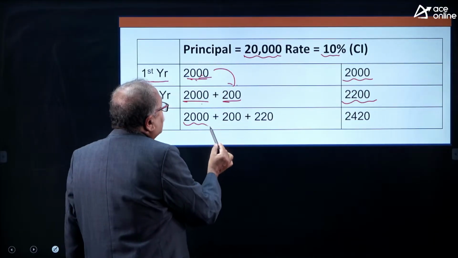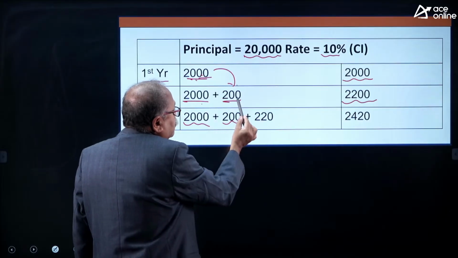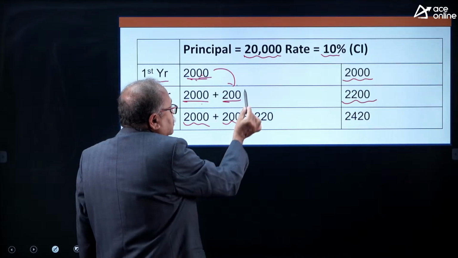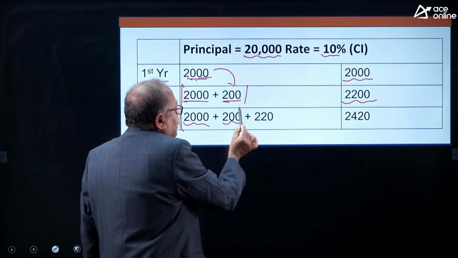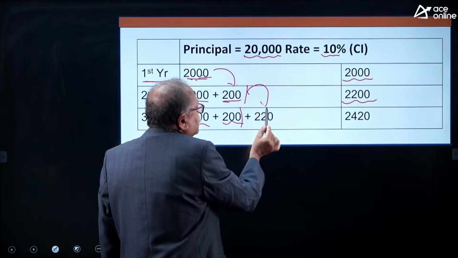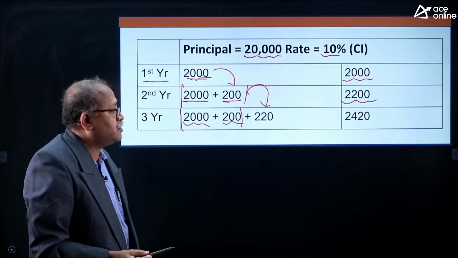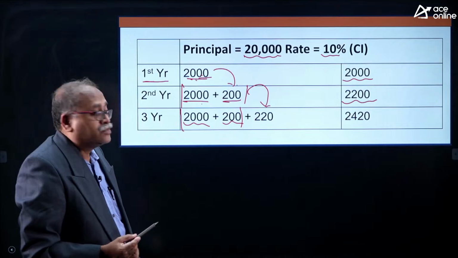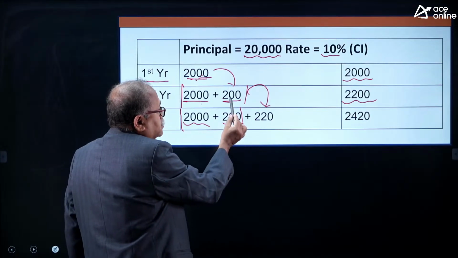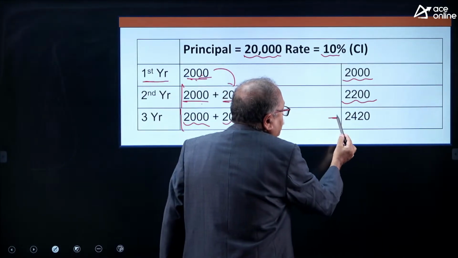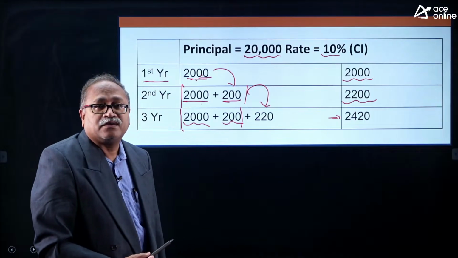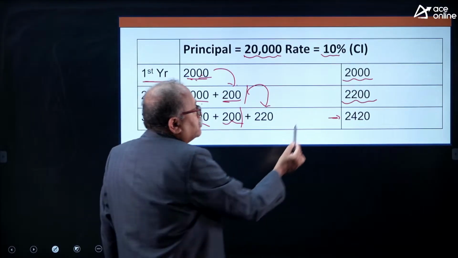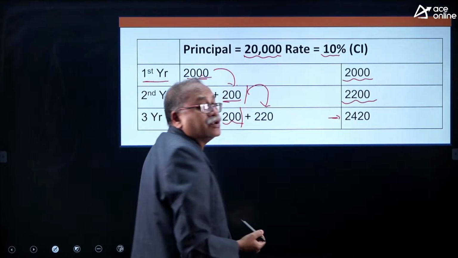So, this is 2000 for the first year and 200 for the second year. So, this part comes over here and I will be taking the 10% on the second year and I will add it to the second year interest. I will be getting the third year, right my friend?